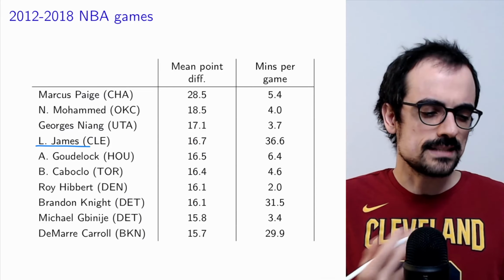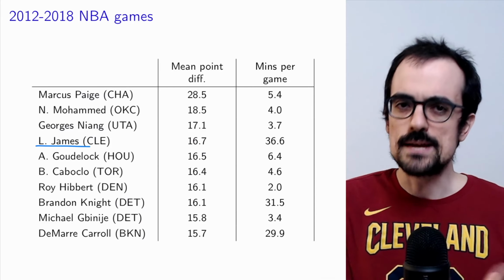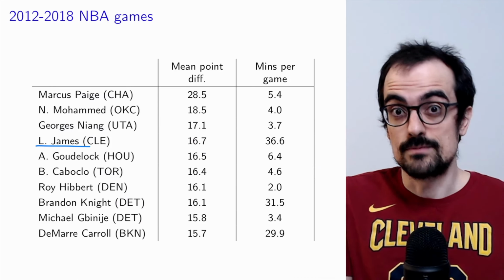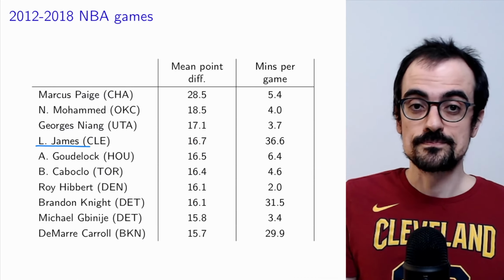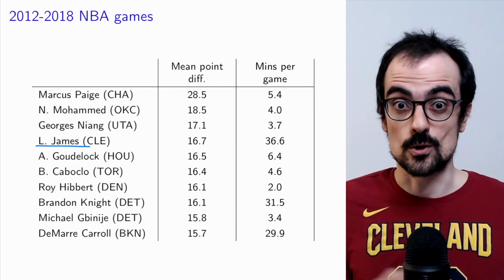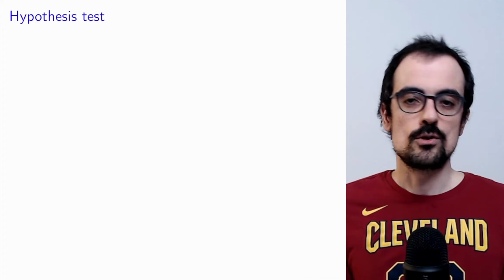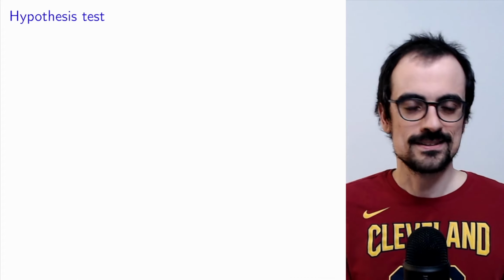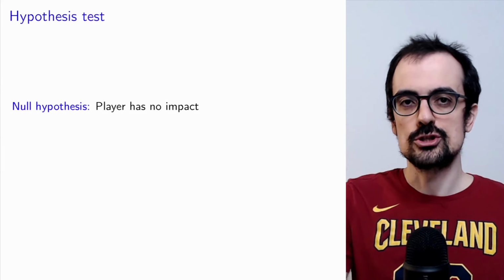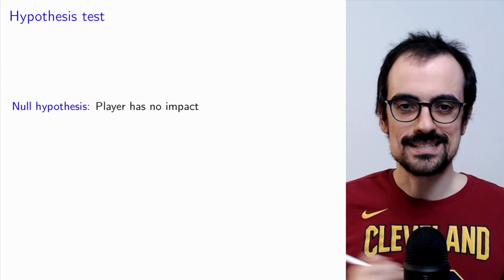Well, what's going on is that there could be random fluctuations because maybe they didn't miss a lot of games, or they played very few games, and that introduces a lot of noise in this statistic that we're computing. In order to avoid that, we apply a hypothesis test. Our null hypothesis is that the player has no impact. The distribution of games with and without the player is exactly the same.